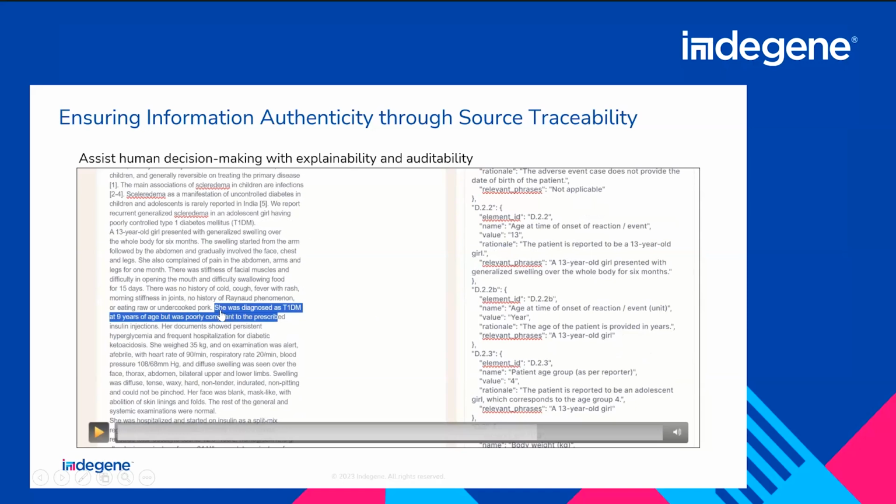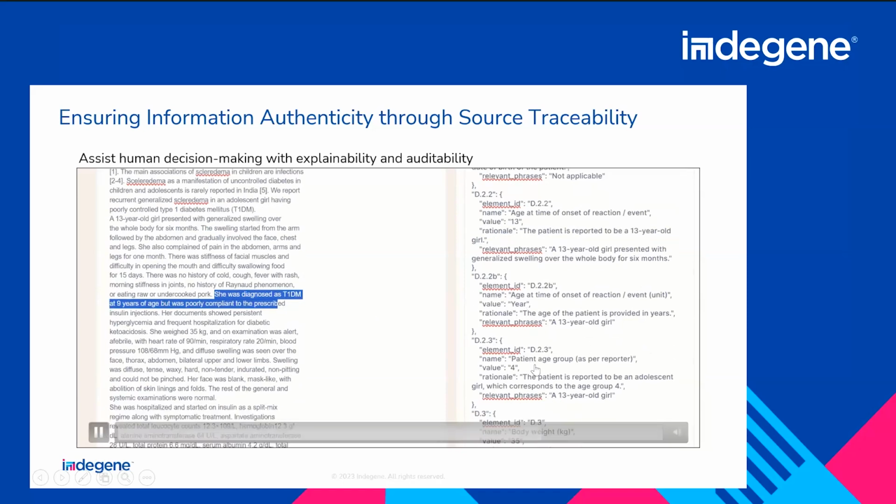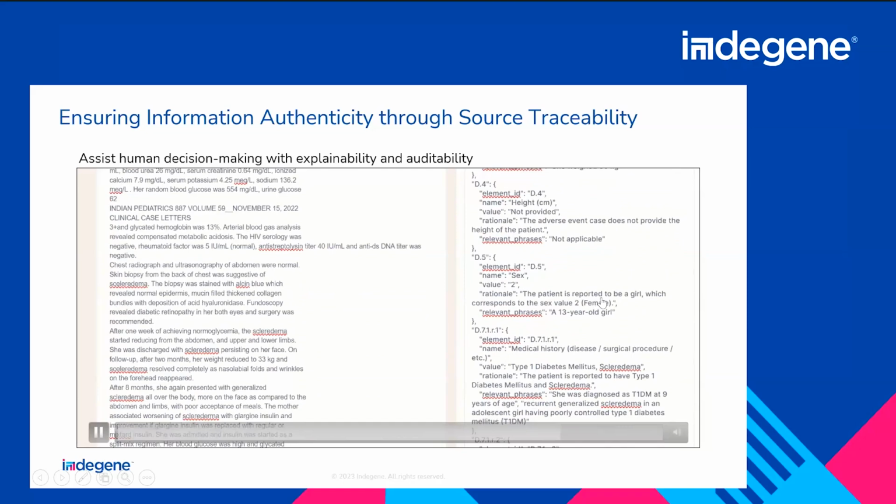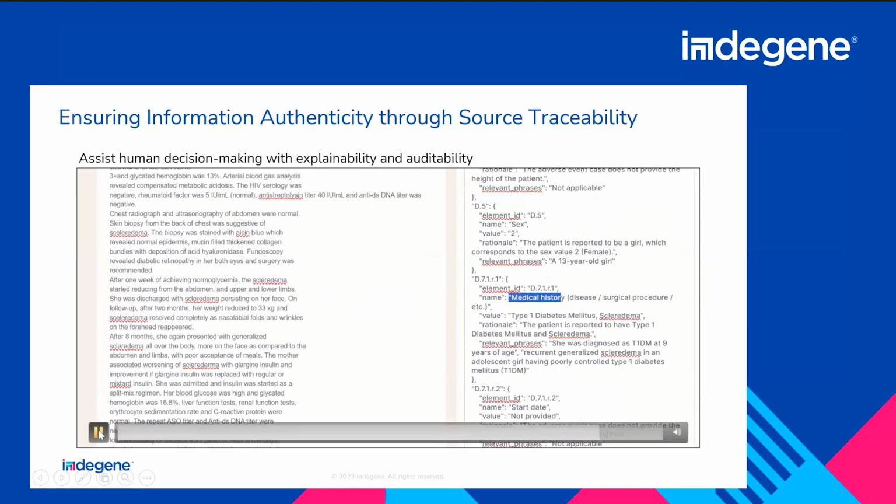You can also see here that the patient was diagnosed with diabetes mellitus, and this is going to be captured in the right-hand side output in just a moment. So multiple fields have been extracted. Part of section D is also the medical history of the patient. As you can see here, the value is type 1 diabetes mellitus, and then there is a rationale and relevant phrases associated with it, right? The same has been captured from the document on the left-hand side.